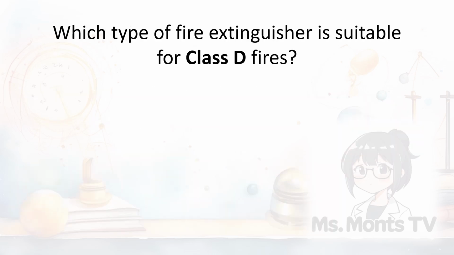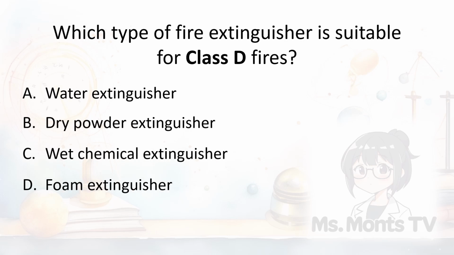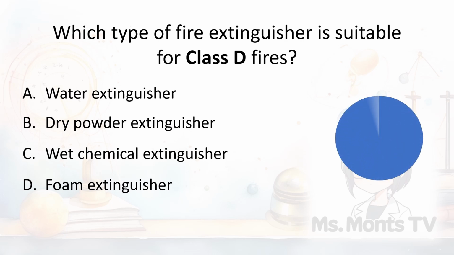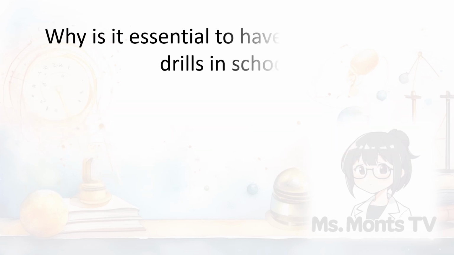Which type of fire extinguisher is suitable for Class D fire? A. Water extinguisher. B. Dry powder extinguisher. C. Wet chemical extinguisher. D. Foam extinguisher. Letter B. Dry powder extinguisher.